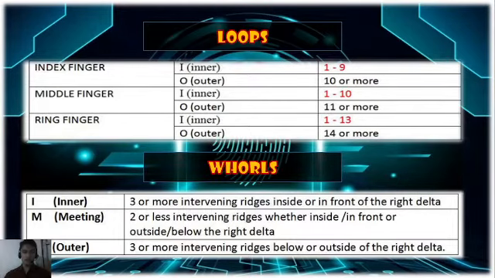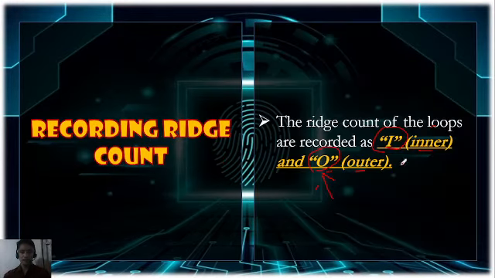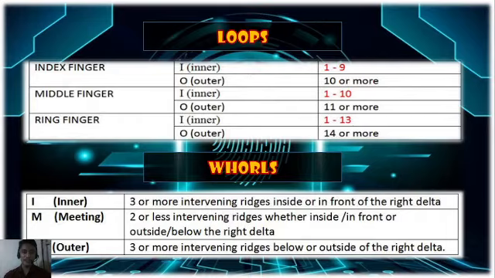Okay, so paano ngayon natin masasabi na yan ay inner, meeting, outer? Paano natin masasabi yan na the ridge count is inner or outer? So meron po tayong table ngayon. Okay, so yung table po natin for loops, ridge counting is eto. Okay, so tandaan po natin, ang focus po natin is the three fingers, sabi natin. Okay, the index finger, the middle finger, and then the ring finger. Okay? So, ngayon, magkakaiba po yung table na gagamitin natin.